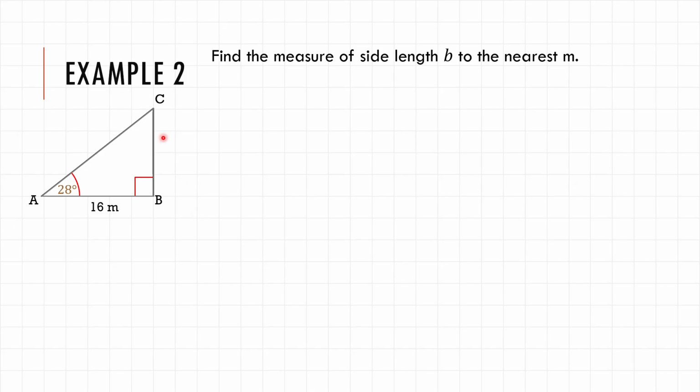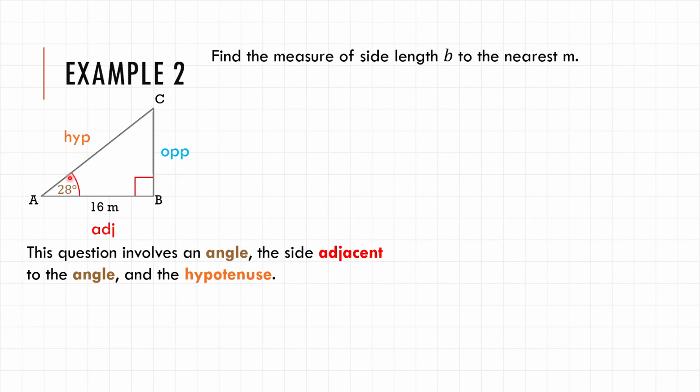Well, in this triangle, notice that we know one angle that's 28 degrees. This side would be the side that is opposite it. This side would be the hypotenuse, making this side the known value, which is the adjacent. Now we're trying to find out the length of the hypotenuse. So this question is going to involve our angle, the side that's adjacent to the angle, and the hypotenuse.